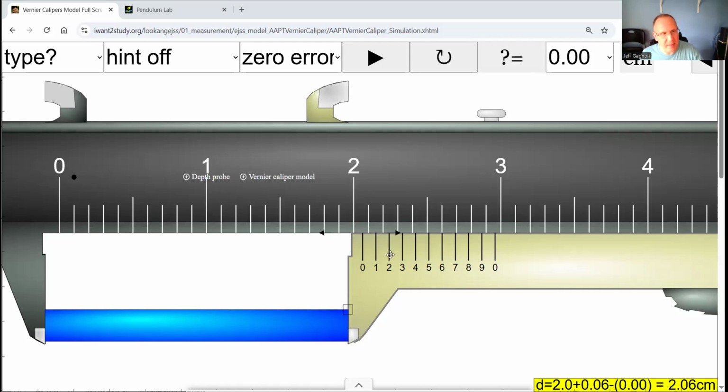So in lab, it's exactly the same thing, except obviously with a real vernier scale, sometimes it's a little bit difficult to read because the numbers are so small, but it's exactly the same idea.